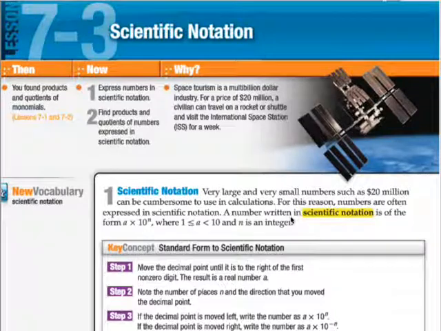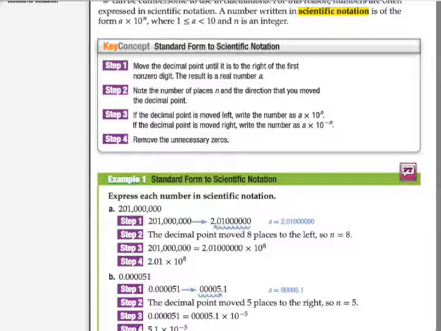So first, understanding what scientific notation is. It's a way to write either really, really big or really, really small numbers in a way that makes them more concise, so short and sweet, okay, like me. Step one is we're going to move the decimal point until it is to the right of the first non-zero digit. That non-zero digit, we need A, okay?